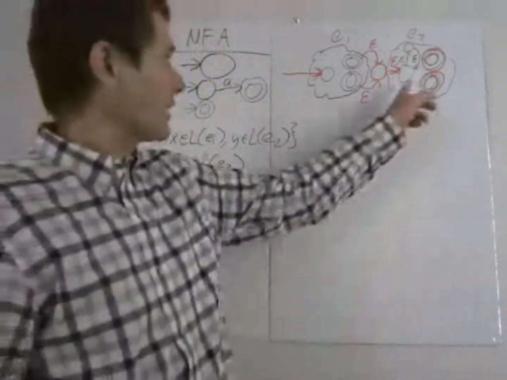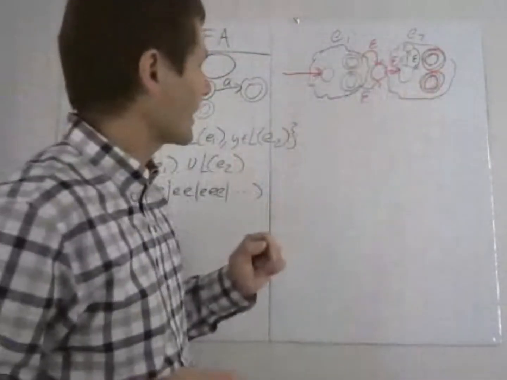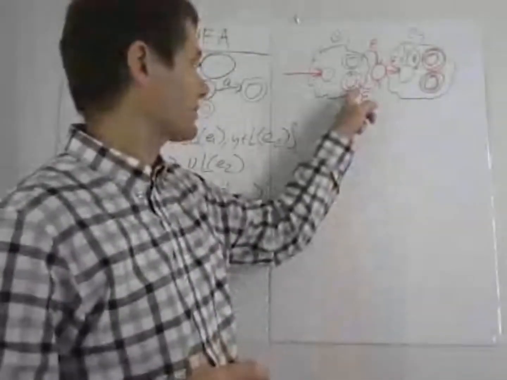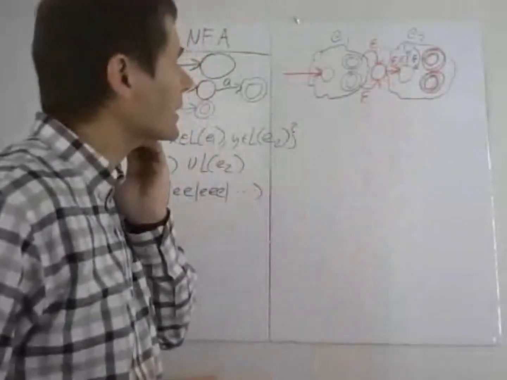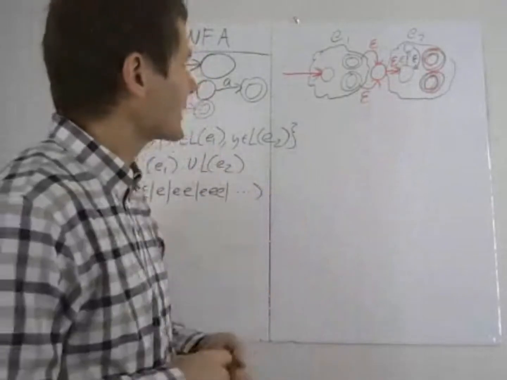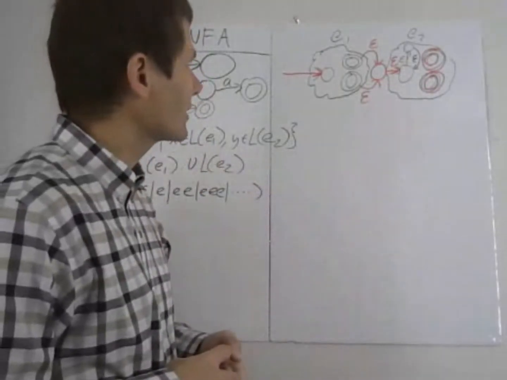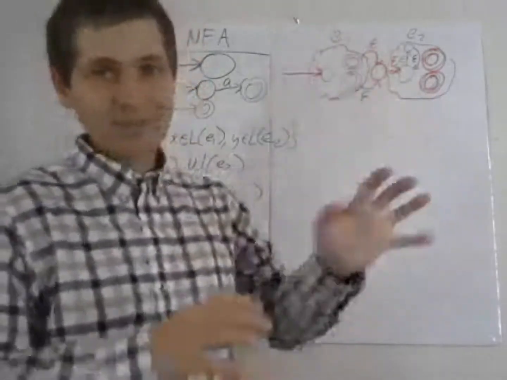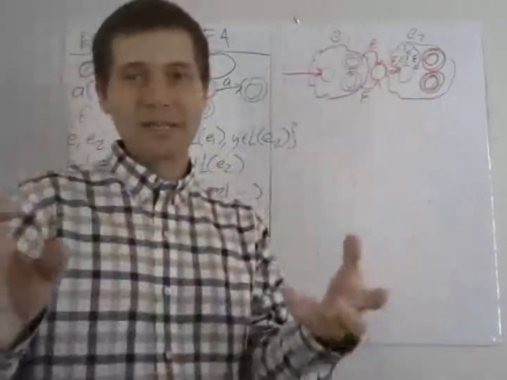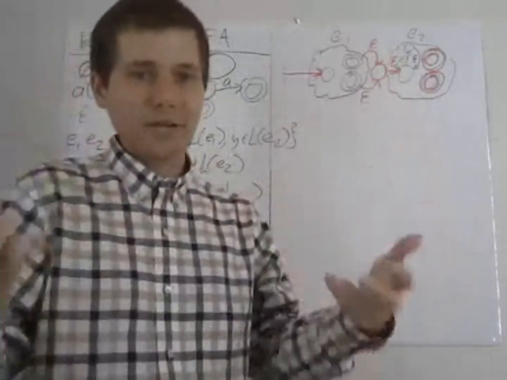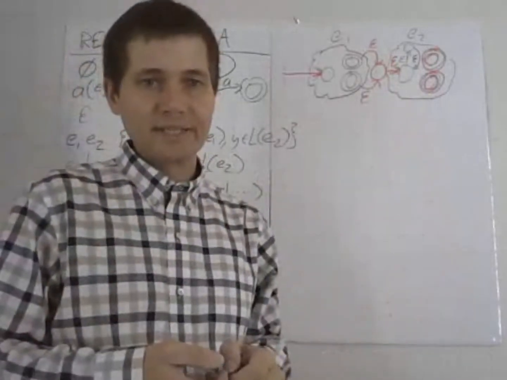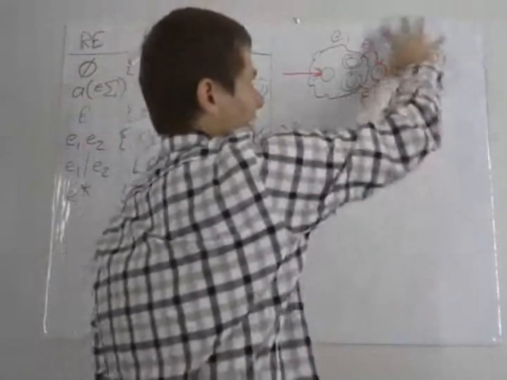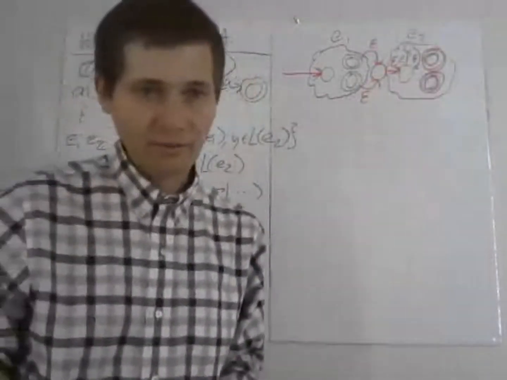You could identify the start state in E2 and just make these transitions go directly to the start state of E2. I think it's just a matter of keeping things simpler and cleaner to introduce that extra state so that all these transitions go to one place and it's independent of the internals of E2.